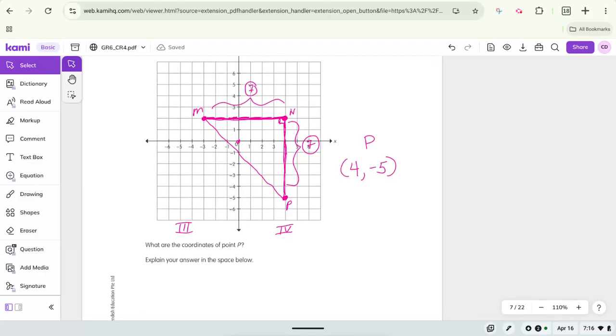So I will read you what I wrote. An isosceles right triangle has 2 sides that are congruent, or the same length. Since MN equals 7, then P is either 7 units from M or N. Since P is in quadrant 4, then it must be 7 units down from N. You can explain it however you like, but in your own words, please describe how you get point P.